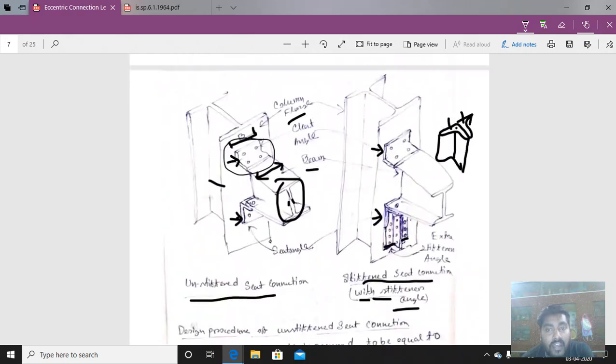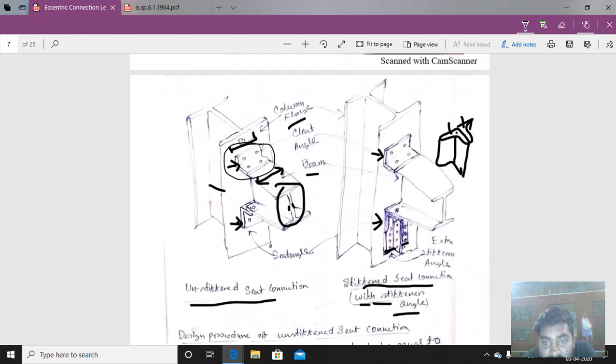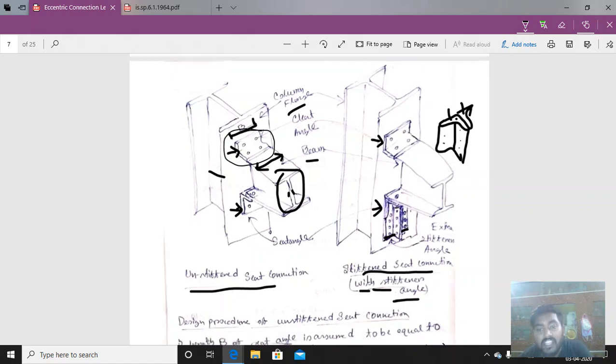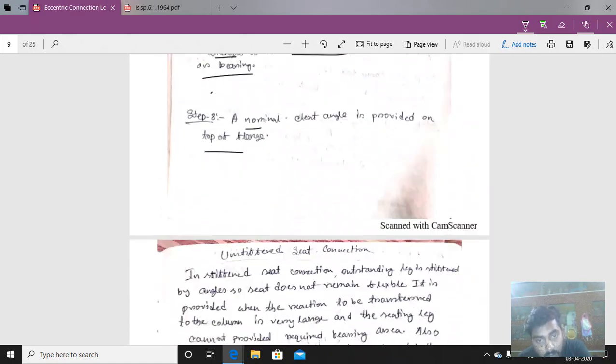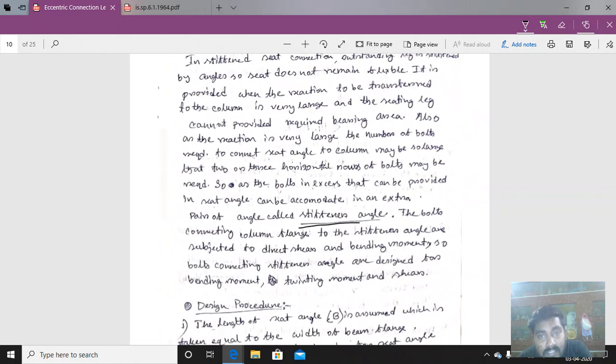If we see the picture here, we can see that this is the stiffener angle. Here the bolts are provided. Extra bolts are provided here for the high reaction force, so an extra angle is to be provided. So for the stiffened seat connection, the design procedure is somewhat different. We will discuss that now. This is some of the theory on why we need the stiffener angle and how to provide it. That is discussed here.